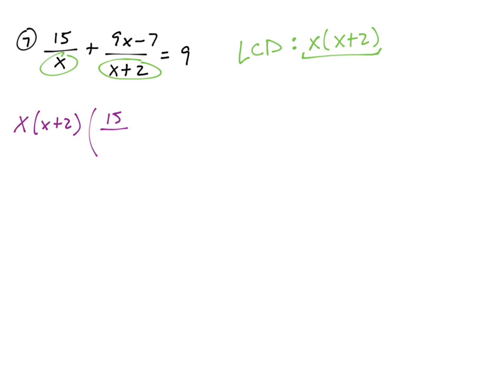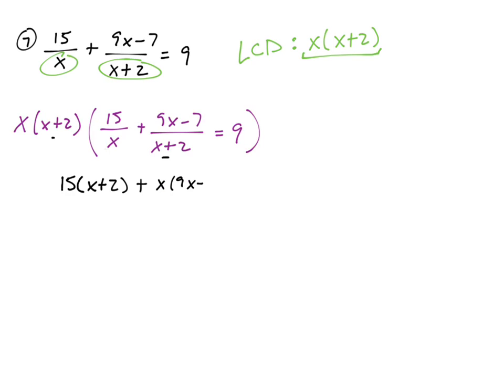So we're going to take 15 over x plus (9x minus 7) over (x plus 2) equals 9. And so with this, for the first quantity, the x's cancel, so we're just going to take 15 times (x plus 2). And then for the second quantity, the (x plus 2)'s cancel. So here we've got x times (9x minus 7). And then in the back half here, the 9 gets multiplied by both of those. So it's going to equal 9 times x times (x plus 2). So we're going to have quite a bit here to simplify, but we can take care of it.